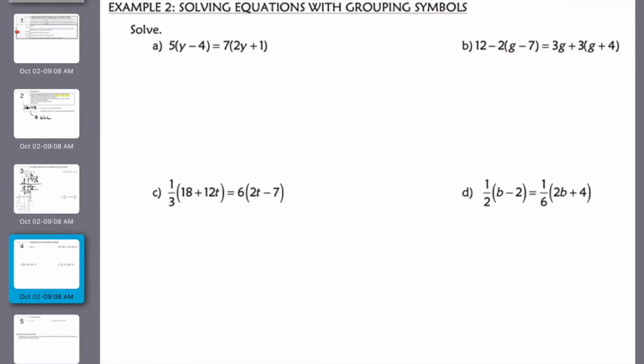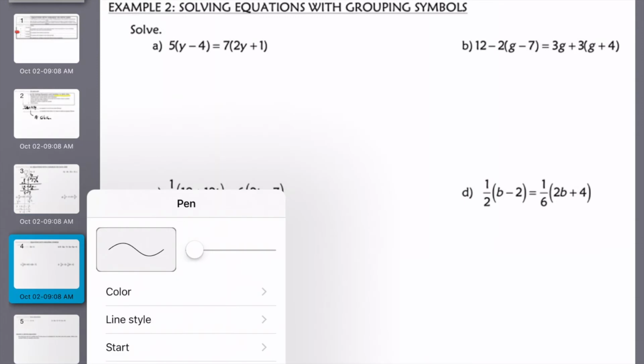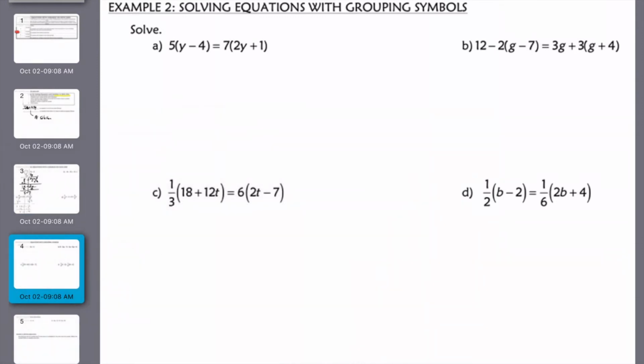Solving equations with grouping symbols. So again, let's try to do A and C again. So first thing I need to do is, it looks like I need to distribute. I need to do that for both sides. So 5 times y is going to be 5y, and 5 times minus 4 is going to be minus 20, equals 7 times 2y is going to be 14y plus 7 times 1 is 7.